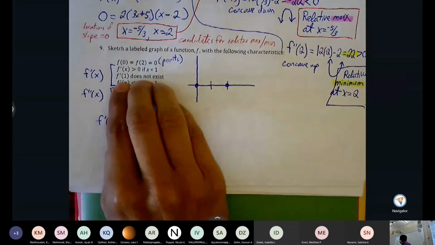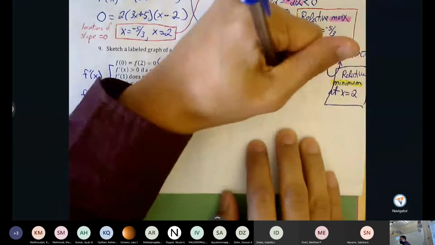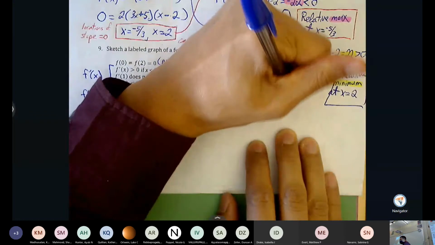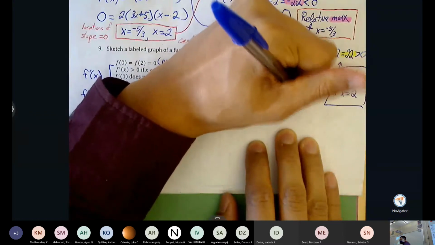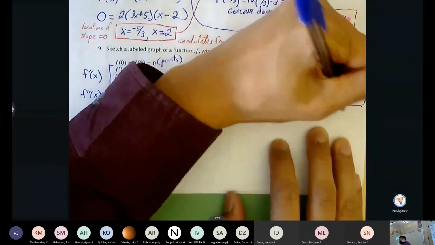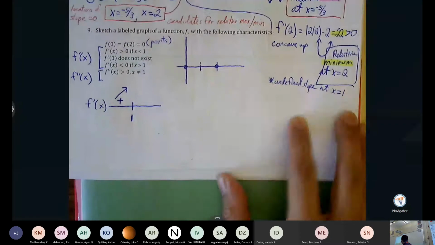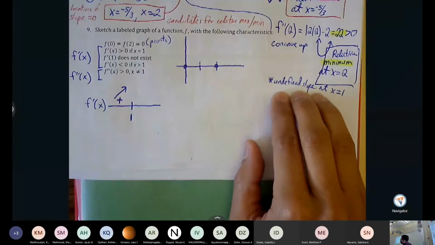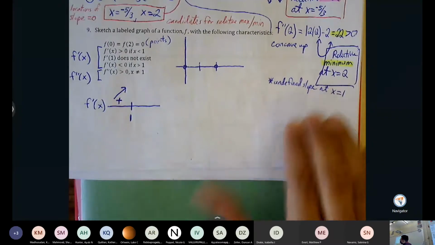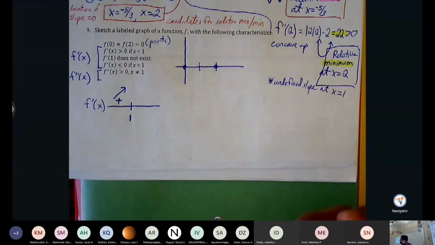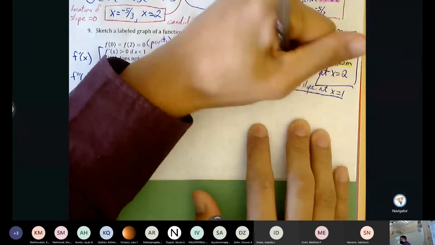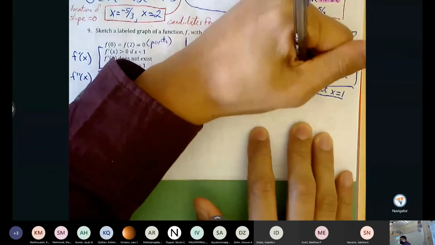Okay. F prime of 1 does not exist. What's another way of saying that? Undefined. Undefined what? Slope. Okay, so I'm going to put that to the side here. Undefined slope at x equals 1. The reason why I want to put this to the side is because I want to show that this is kind of a vague statement. And because it's a vague statement, you can interpret it however you want, which means that your graph may look different depending on how you interpret it. So undefined slope, that could mean a sharp turn.